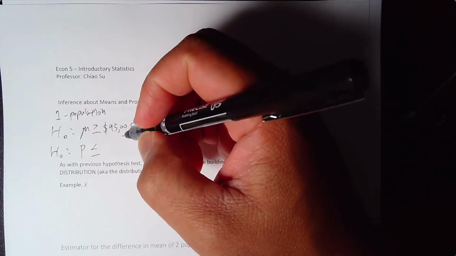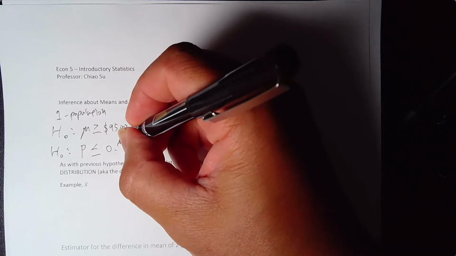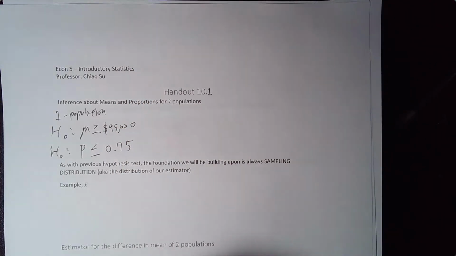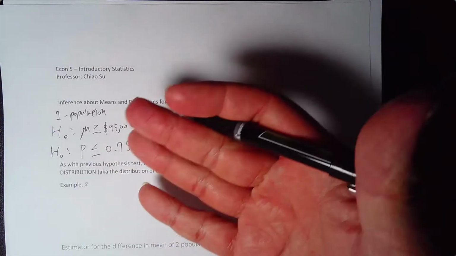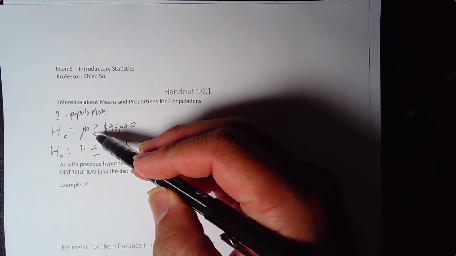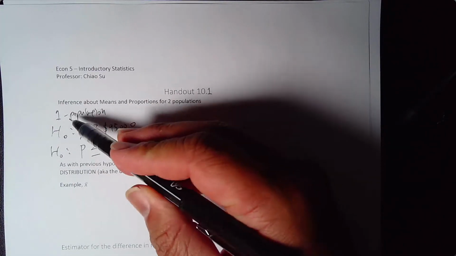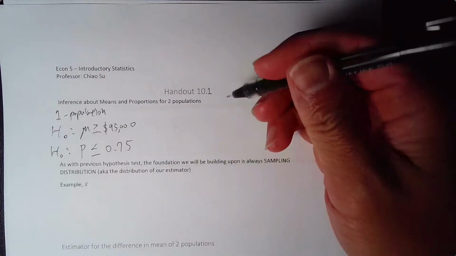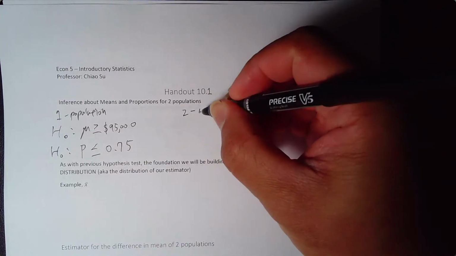We can ask that question, or we say things like, what is the proportion of people who are high income earners? Is it 75%? Is it less than 75%? So these are questions regarding the parameters of one single population. Now in this chapter, we'll talk about two populations.